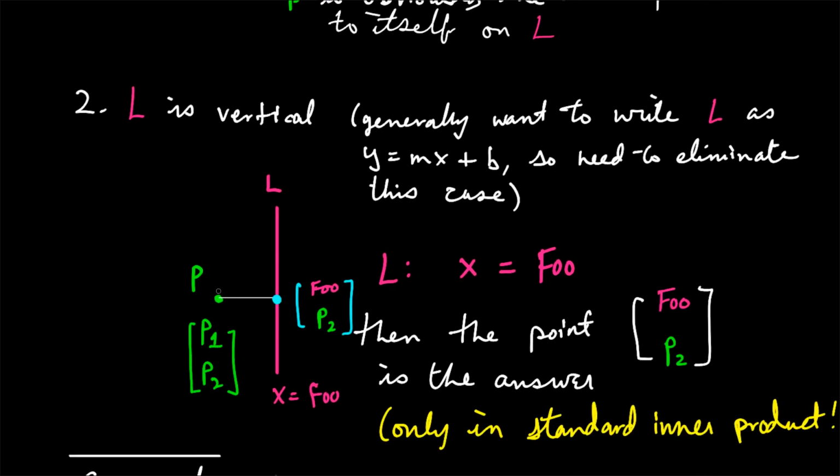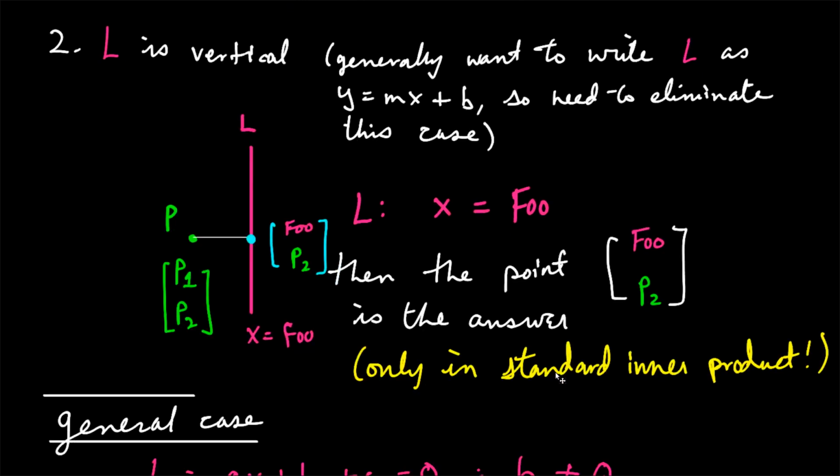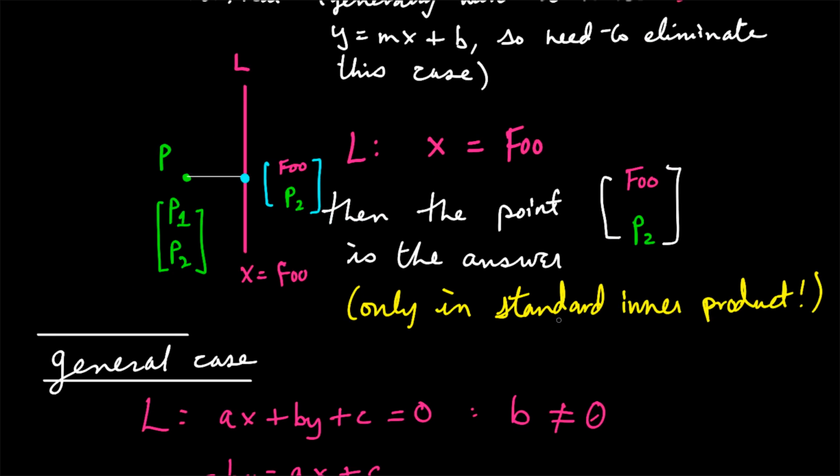So if we have a vertical line, again, this is just the standard geometry. Wildberger, I think, calls it the blue geometry on the Euclidean plane. This is where you have a line that's x equals foo. Then p is equal to p1, p2. You just move over to foo, p2. Okay? Then the point foo, p2, that's the answer. Again, only with our standard inner product, and with different inner products you're going to have a different notion of this translation. All right.